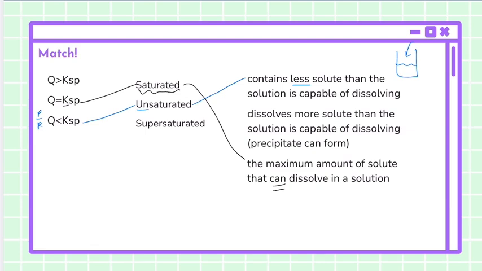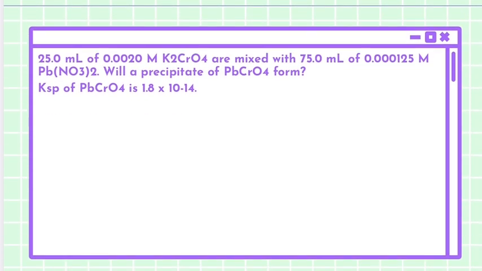Lastly, we have our supersaturated, so whatever we have left: our Q is greater than our KSP. This definition makes sense because a supersaturated solution dissolves more solute than the solution is capable of dissolving, which means that you have a leftover in the form of your precipitate. So let's do a math problem to explain how this all works.